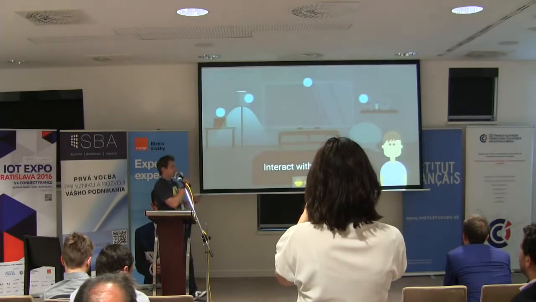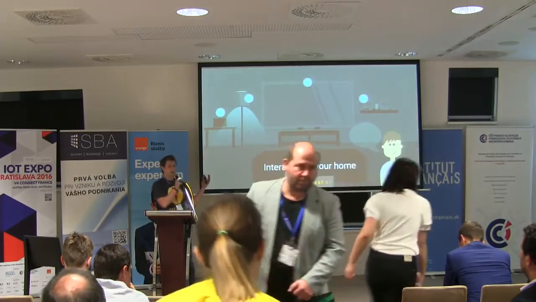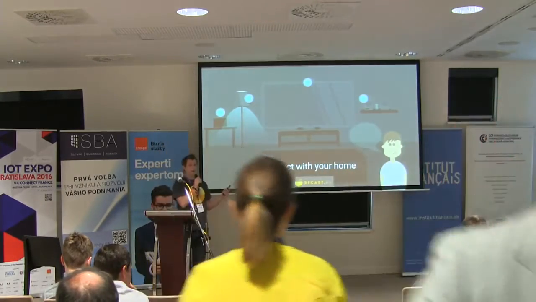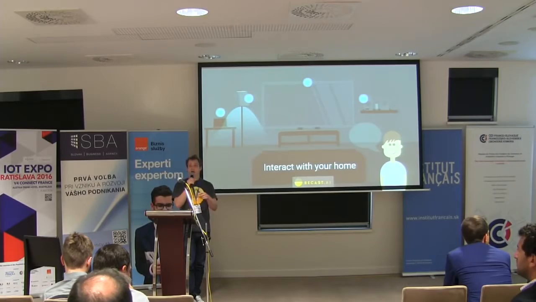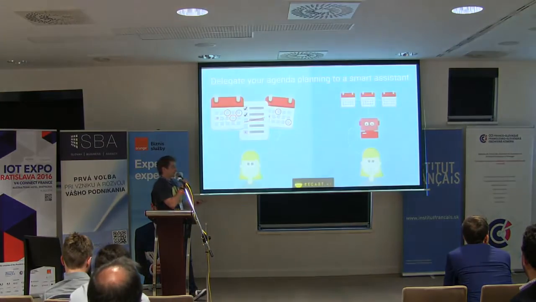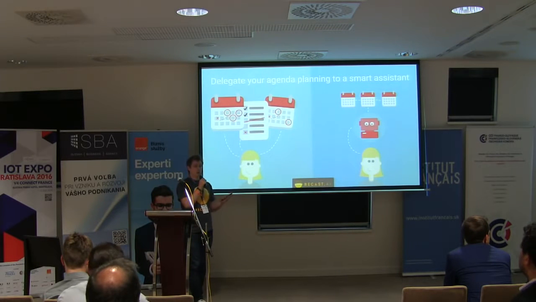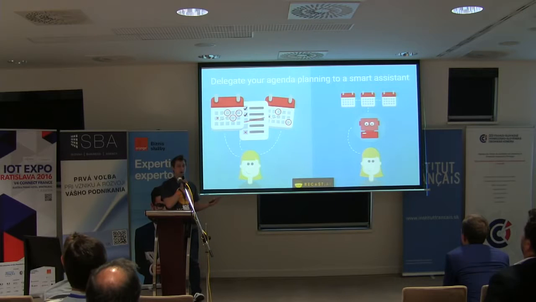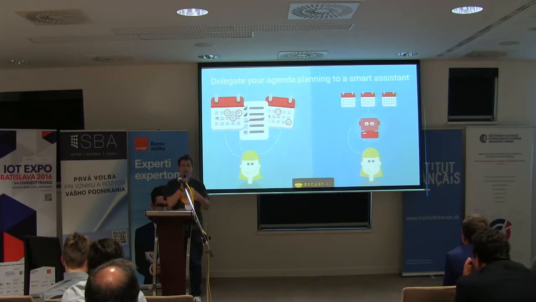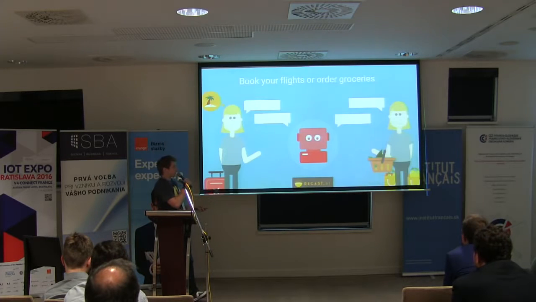There are many use cases for robots nowadays. First one would be, for example, to interact with your home. Let's say you can just ask, can you switch off the lights, switch on the TV, change the channel. Another one could be to delegate your agenda to a smart assistant in a very complex way. Let's say you could ask, can you set up a meeting with John and Lucy next week on Tuesday in room 304? Another one would be to book your flights or the groceries.